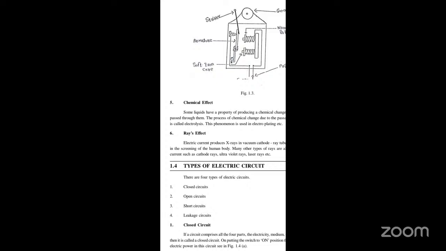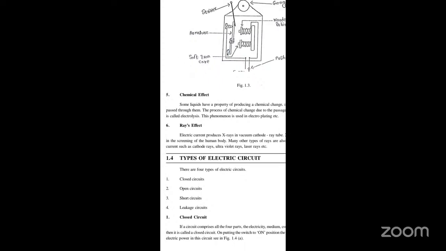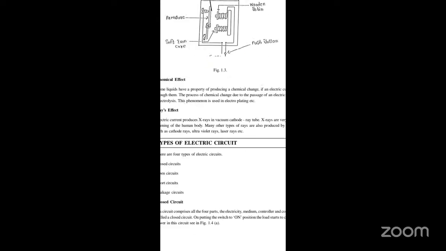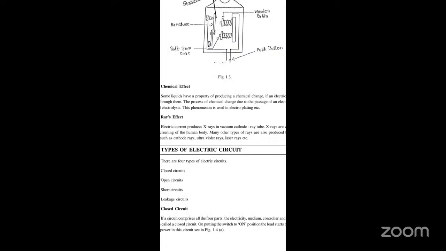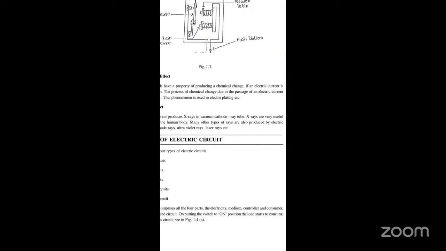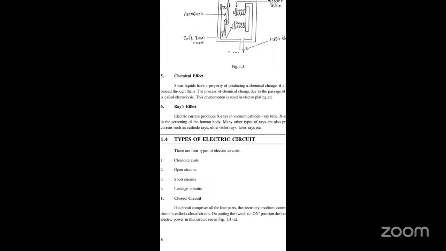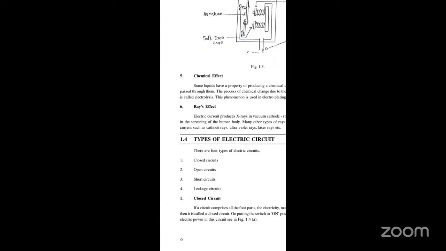Some liquids have a property of producing chemical change. If an electric current is passed through them, the process is called electrolysis. Next, rays effect. Electric current produces X-rays in a vacuum cathode ray tube. X-rays are very useful in the screening of the human body. Many other types of rays are also produced by electric current, such as cathode rays, ultraviolet rays, laser rays, etc.